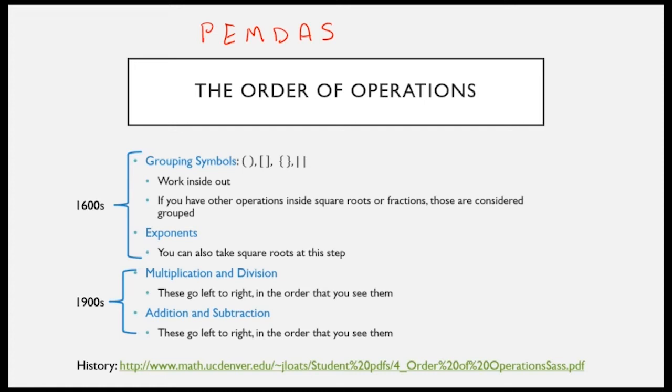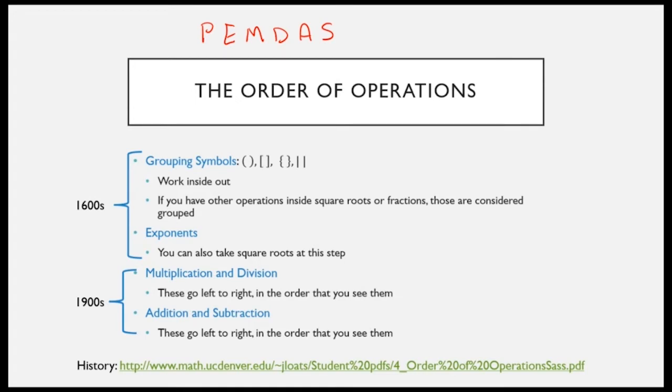So multiplication and division have priority over addition and subtraction. Multiplication and division are the M and the D in PEMDAS, and then addition and subtraction are the A and the S in PEMDAS. Now, a lot of people say, okay, multiplication is always before division because in PEMDAS you have M before D, but that is not true.